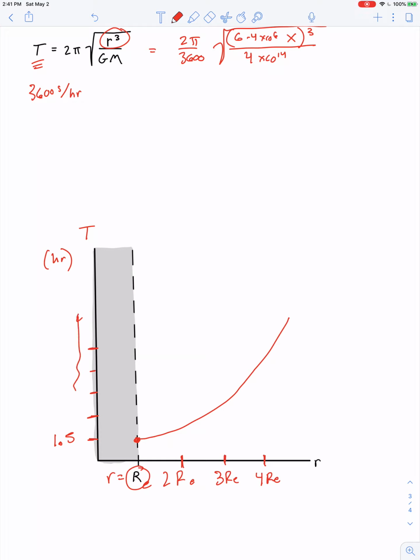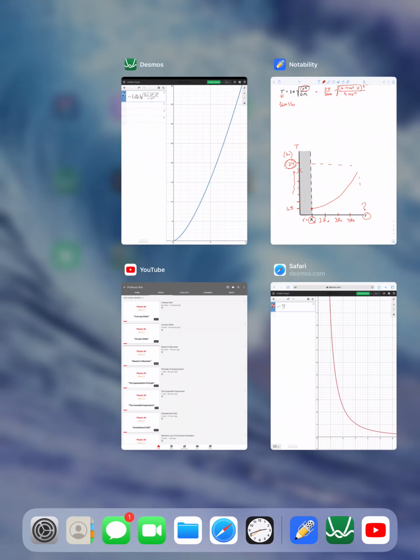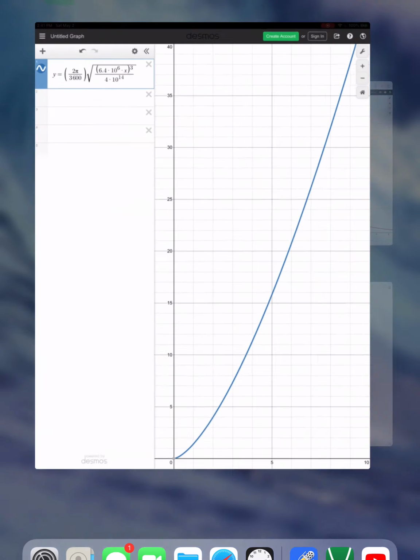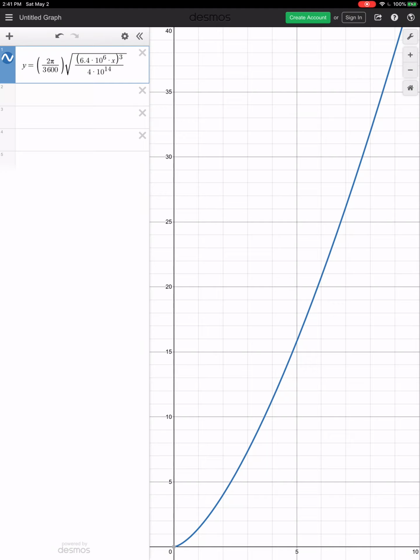And what we'd like to find is somewhere up the scale, if I can make a scale break here, there should be a data point that corresponds to 24 hours. What's the orbital radius in that case? So here I've programmed it. You can take a look at the formula that's indicated. I believe that's exactly the formula I was talking about. 2 pi over 3,600 times the square root of 6.4 times 10 to the 6th x, all of that cubed divided by 4 times 10 to the 14th. And you can see on the right the corresponding graph.